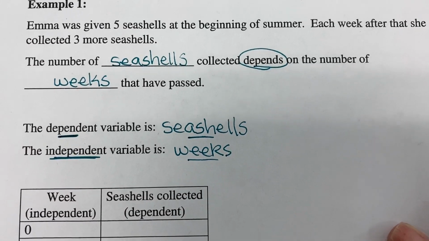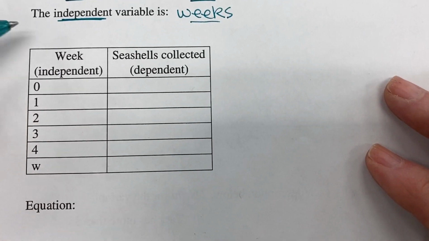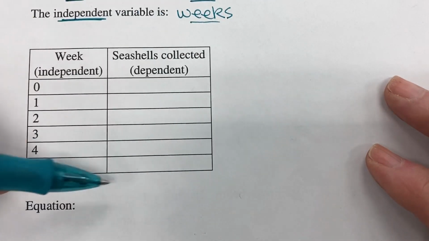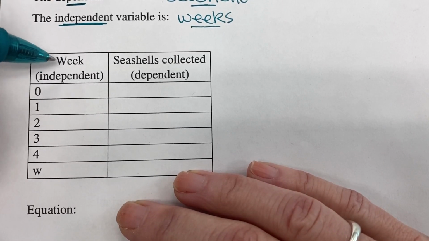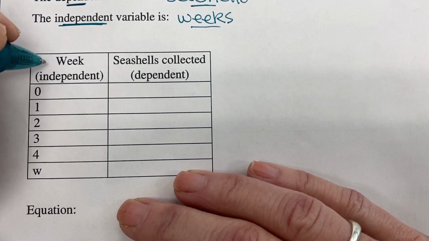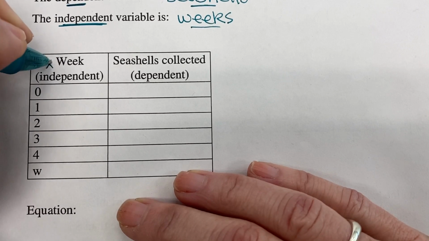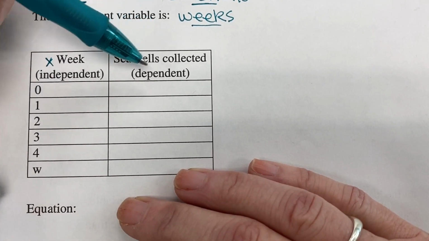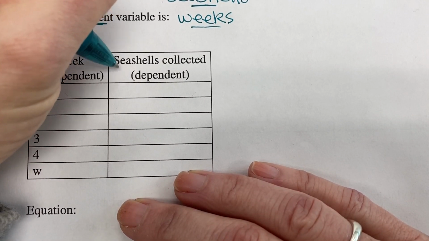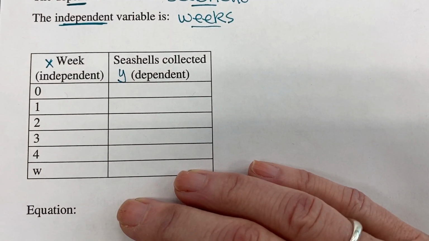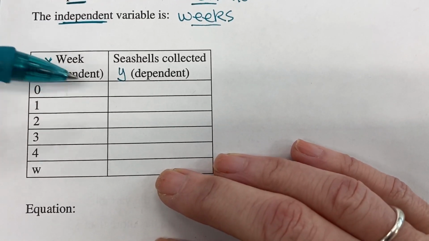Okay, so now look at this chart I have here. I have this like a table or like a T chart. Now I want to tell you, the independent variable, the weeks, is always the x value. And the dependent variable, the seashells, is always the y value. Okay, so we're gonna fill this in.